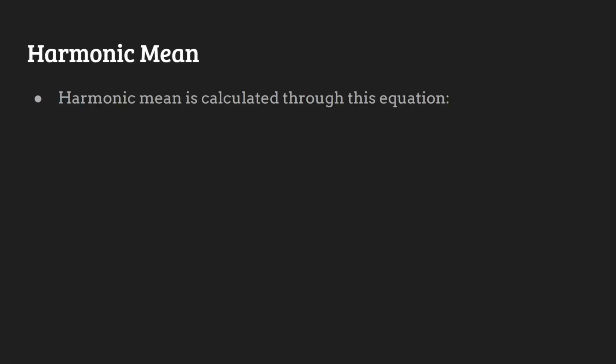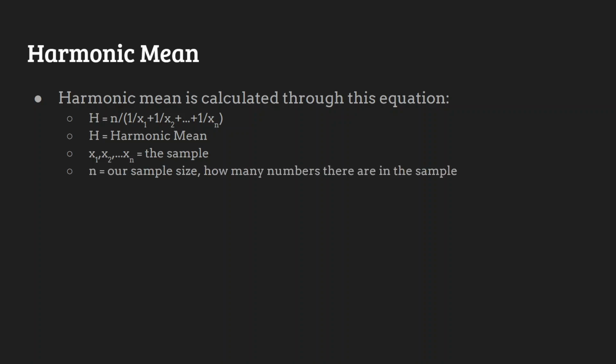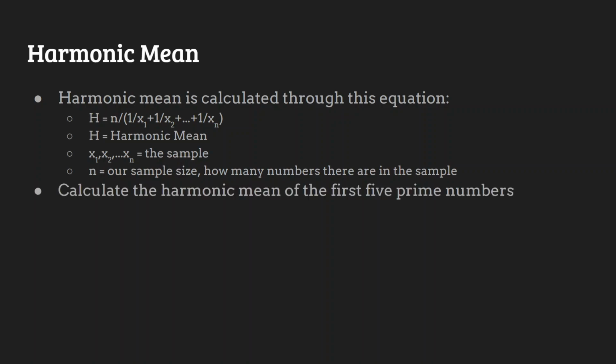Here's harmonic mean. It's going to be calculated through this equation: H equals n over 1 over x1 plus 1 over x2 plus ... 1 over xn. H is going to be harmonic mean. x1, x2 to xn is our sample, and n is our sample size, how many numbers there are in the sample.